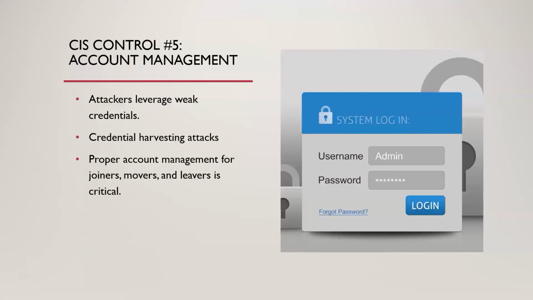CIS control number 5 is account management. Organizations need to use processes and tools to assign and manage the authorization to credentials for their user accounts. This includes your traditional user accounts, your administrator accounts, service accounts for enterprise assets, and also software applications. Now, many attackers actually leverage weak and default user credentials. They leverage old test accounts. They leverage old user accounts of people who have left the organization. They also leverage service accounts as well as shared accounts.